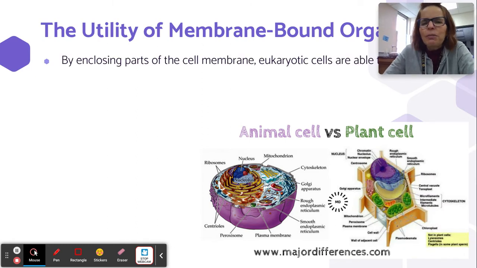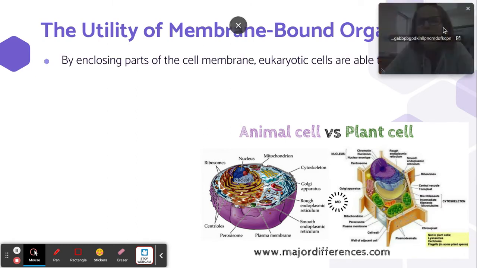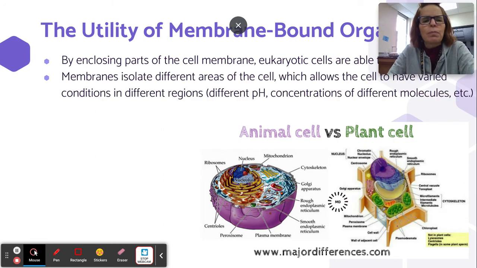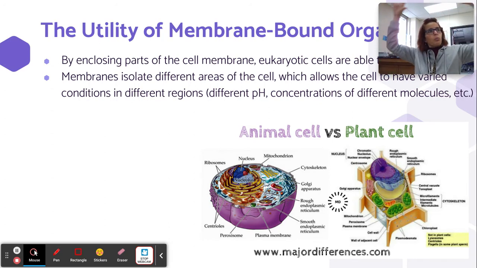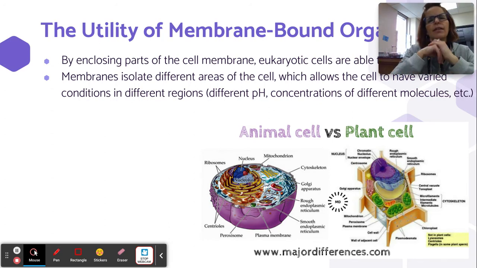So by enclosing parts of the cell membrane, eukaryotic cells are able to specialize. This is important. I know it sounds boring, but this is a really important reason why we have eukaryotic cells. Membranes isolate areas of the cell, which allow the cell to have varied conditions in different regions. So you could have an organelle that has a different pH, and that allows certain reactions to happen in there that wouldn't be happening in the rest of the cell itself.